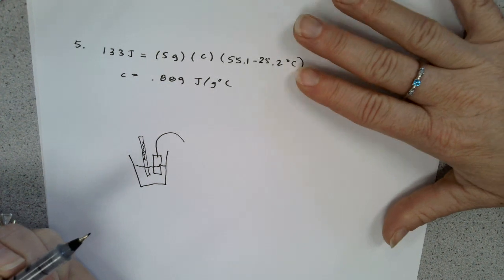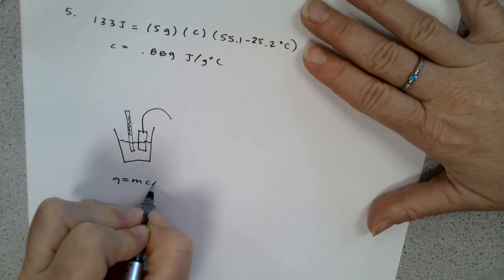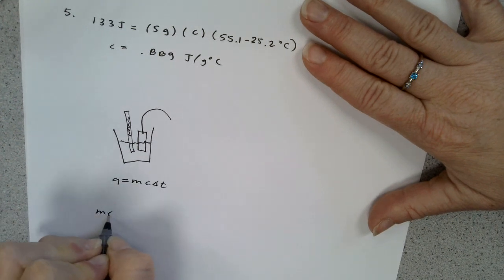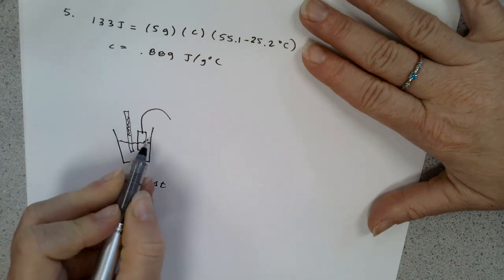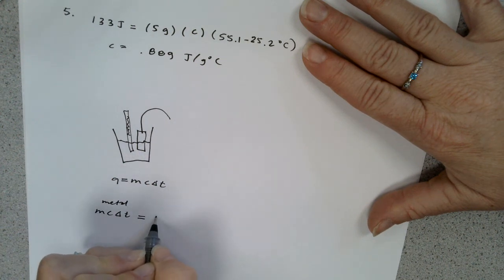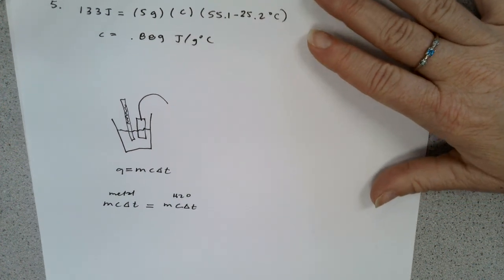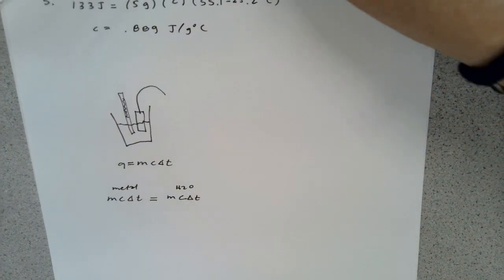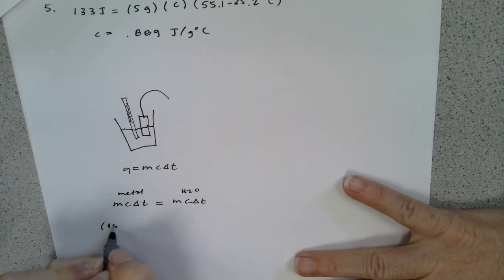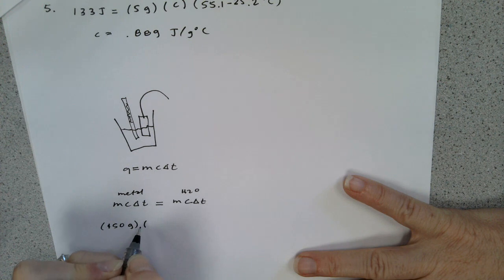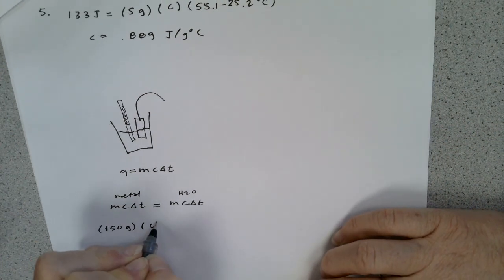So in this case, we are using Q = mcΔT, but we have to use it twice because we're going to have mcΔT for the metal, because if you think about it, the metal is transferring its heat to the water. And then we're going to have mcΔT for the water. So let's see what we have here. We have a 150 gram sample of metal, so this would be 150 grams. The specific heat of the metal, we don't know because we're trying to figure out what metal it is. So this is an unknown.